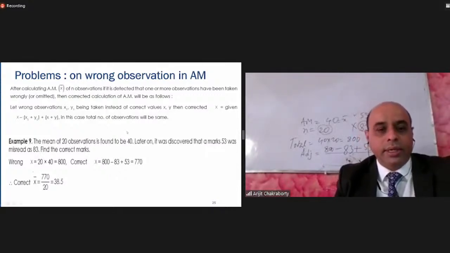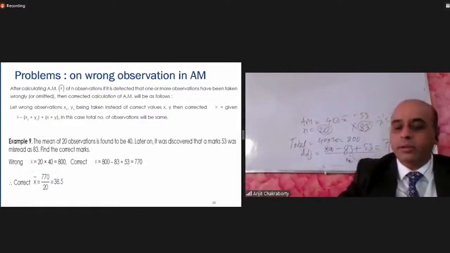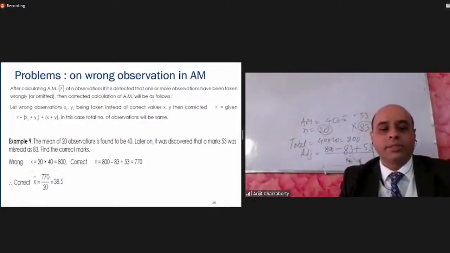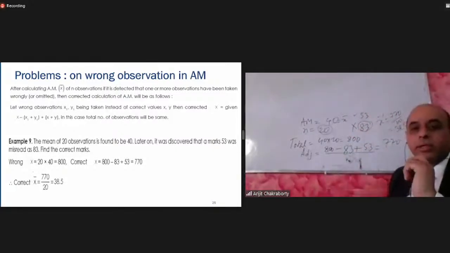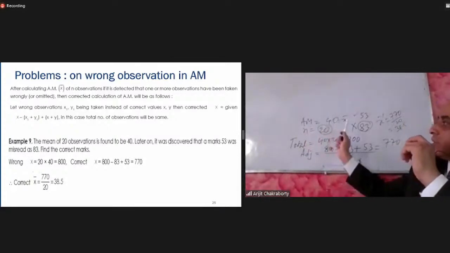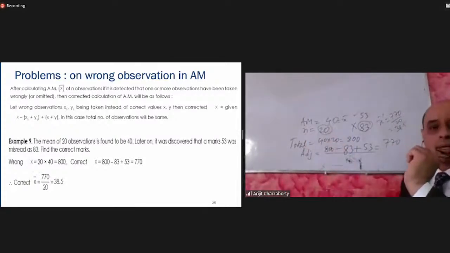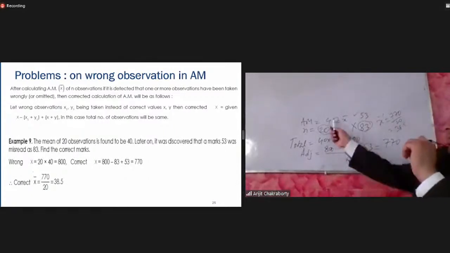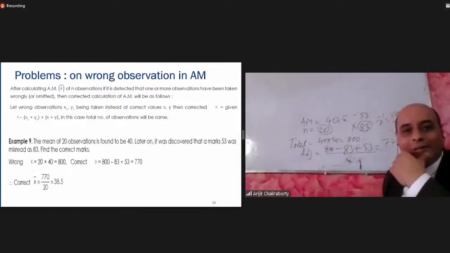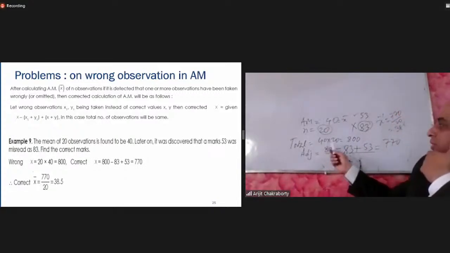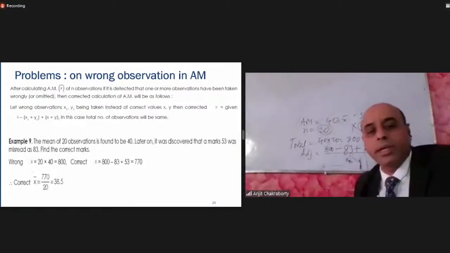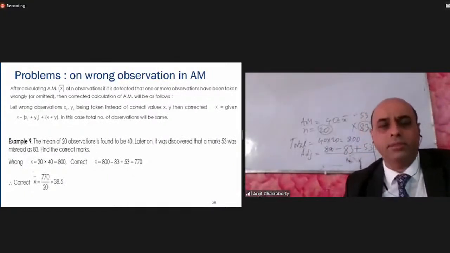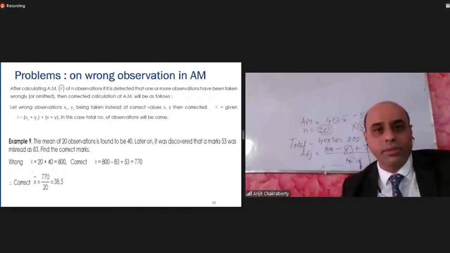So please note here again, once again I'm explaining, 20 observations are there and the average is 40. So first we are trying to find out the total marks, sigma fx, by multiplying, and we are getting 800. Now the problem states that there is one person's marks which have been entered wrong. So instead of 53, it was entered as 83.